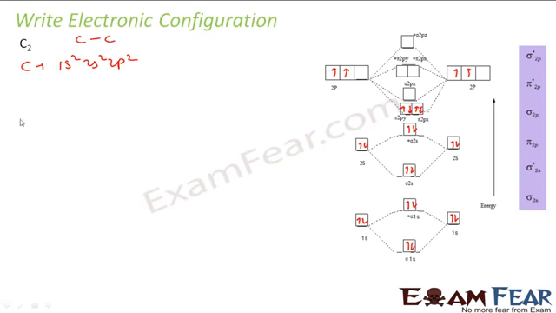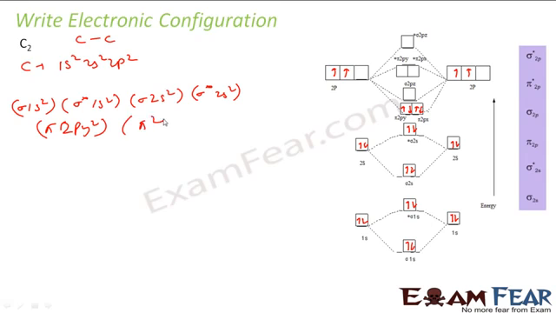So what would be the electronic configuration? Sigma 1s2, sigma star 1s2, sigma 2s2, sigma star 2s2, and then we have pi 2py2, and then pi 2px2, right? That will be my electronic configuration.